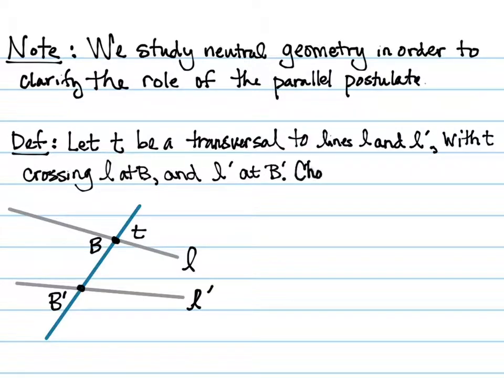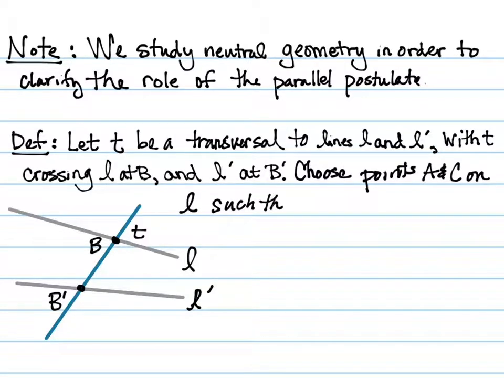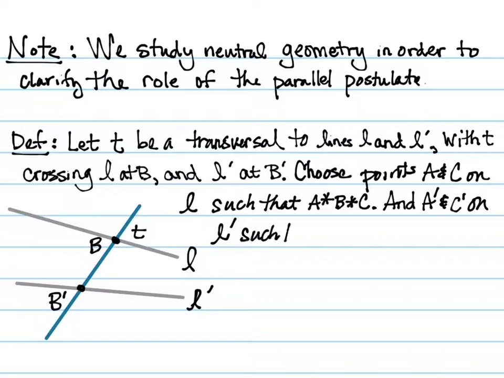We're going to choose points A and C on L such that A star B star C. And obviously we're going to do the same thing with L prime: points A prime and C prime on L prime such that A prime star B prime star C prime.